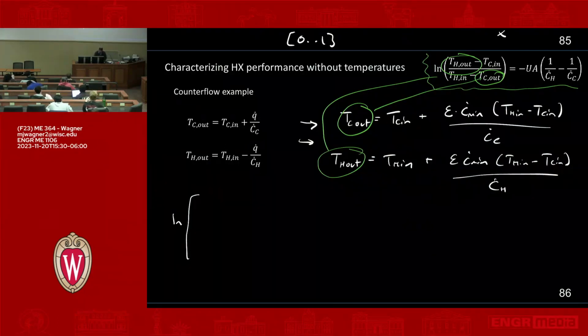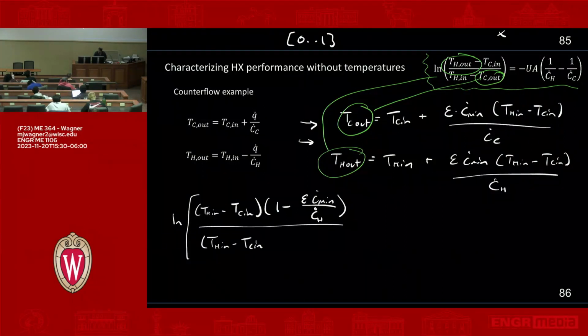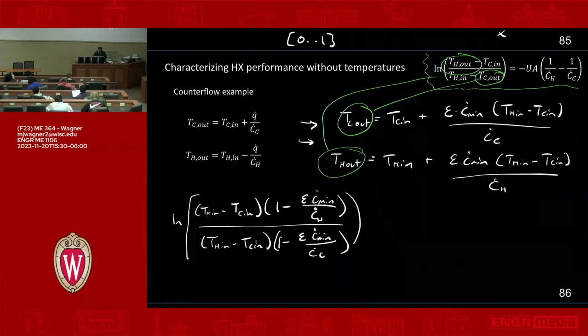Ln, again, big bracket. So we have TH in minus TC in. This factors out to 1 minus epsilon C dot min over C dot H, divided by TH in minus TC in times 1 minus effectiveness C dot min over C dot C. Okay, that's equal to minus UA times 1 over C dot H minus 1 over C dot C.